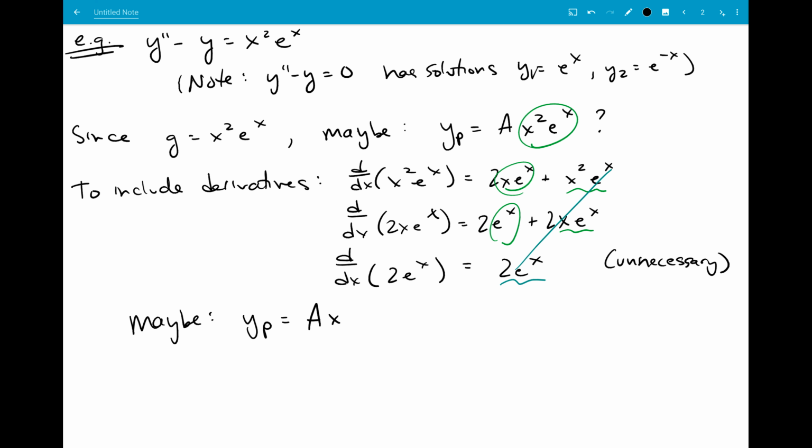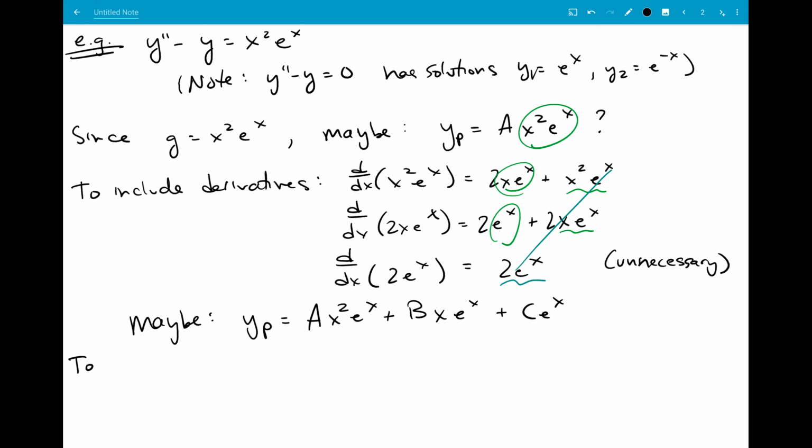Maybe y sub p should be a times x squared e to the x, but also including these new things, bx e to the x and c e to the x. And I didn't hold on to these 2's because my a, b, and c are unknown. So if I hold on to the 2's, I'm just making a bigger algebra problem for myself. If you had like a 2 right here, you're just going to be holding on to a 2 everywhere you solve for b and c, but it doesn't change your final answer. So I choose to ignore those constants. If that bothers you, just hold on to them. It's okay. They'll go away eventually.